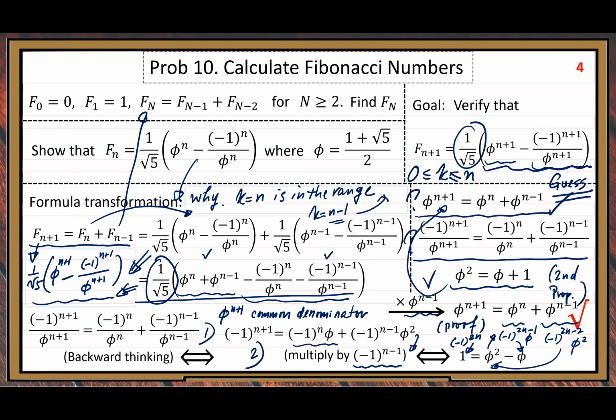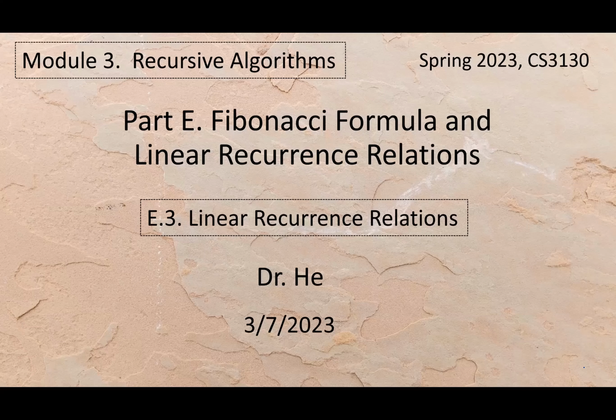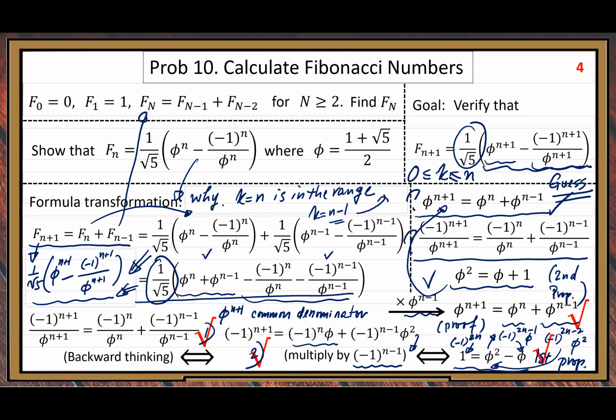After two rounds of simplification, we get this form. But this is the first property of the golden ratio, right? One equals phi squared minus phi. And then we know it's correct. So we check it. Correct. Then by backward thinking, our previous equalities all hold, by equivalence of our formula transformation. So all correct. That means the whole verification is correct.